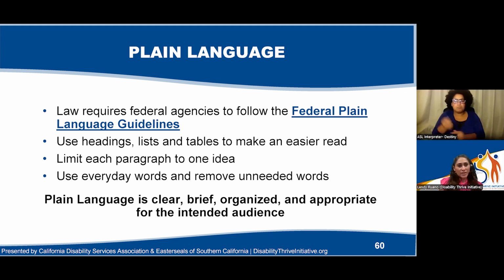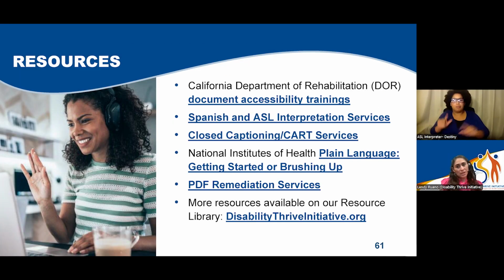And you can find a lot of resources for free, including tools and trainings online, on YouTube, and on our webpage. You can also find them in our resource library. Something to keep in mind with accessibility is that it does cost money, and it should be something that you might want to consider including in your budget when it comes to making sure that you're accessible for everyone.